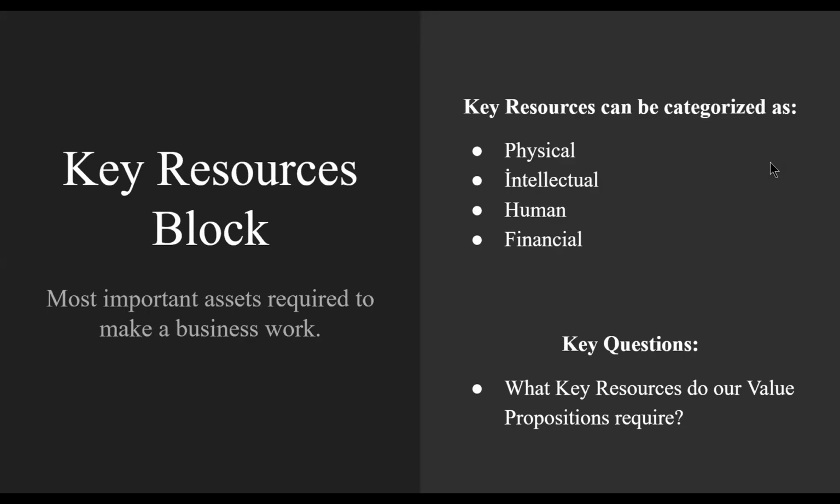The next part, the key resources part, is the most important things required to make your business continue working. It can be physical things that you need. For example, for a software company, computers are a key resource. Software engineers are a key resource. You need to be able to pay the engineers, the rent, the electricity and stuff. These are the key resources that you need to make sure the business keeps on working.